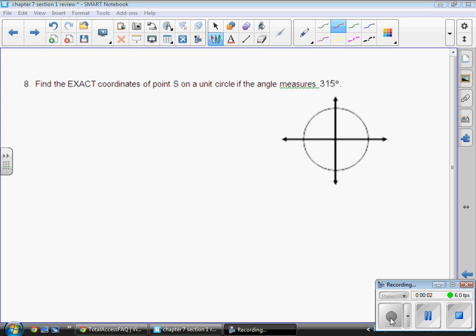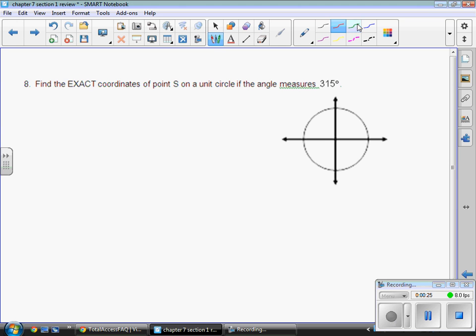This is problem 8 from the quiz review. Find the exact coordinates of point S on a unit circle if the angle measures 315 degrees. This is very similar to problem 2, kind of. You're finding the exact coordinates still. This time you're just given an angle measurement rather than the sine. That's going to be kind of similar.